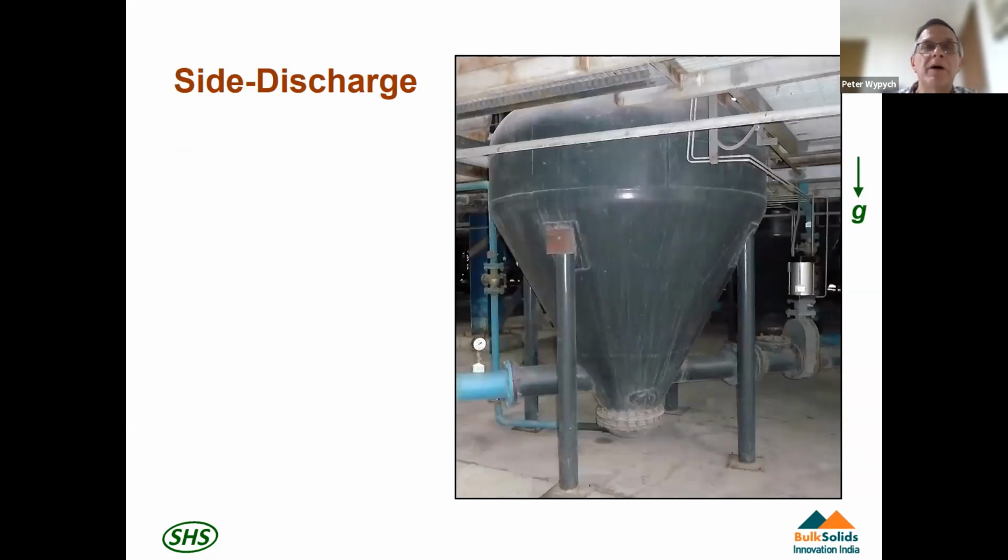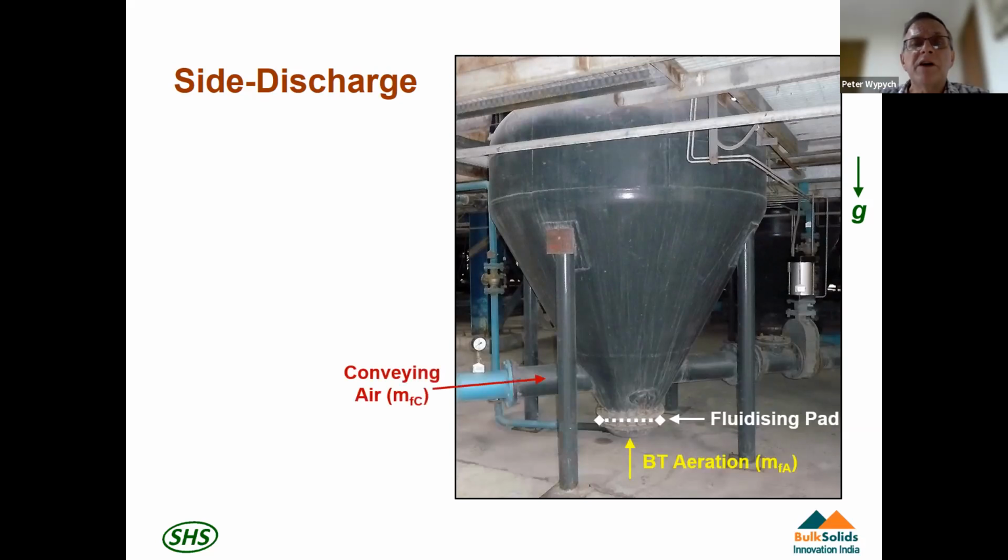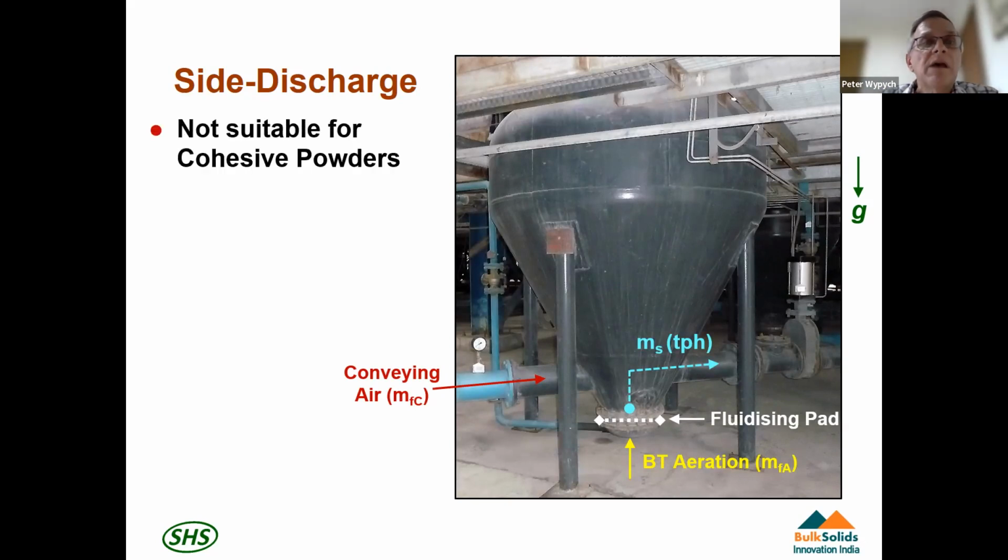Another sort of compromise is what we call a side discharge blow tank. So we've got the fluidizing pad as the top discharge, and the blow tank aeration air, conveying air from left to right. And here we've got the discharge of material. It lifts a little bit inside the tank, and then it goes into the main conveying pipe and discharges out through the right. So that's why we call it a side discharge.